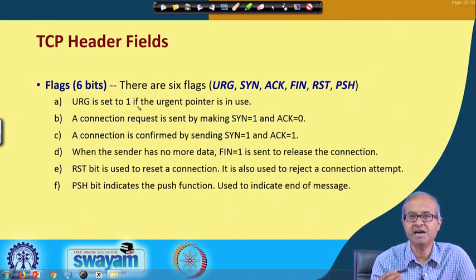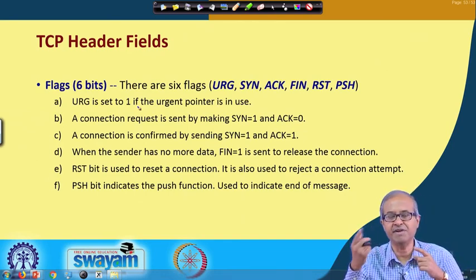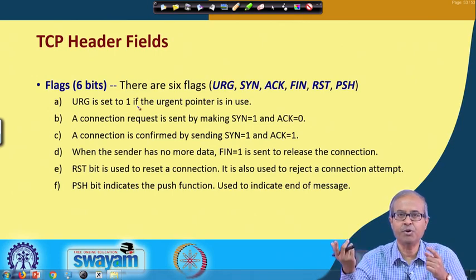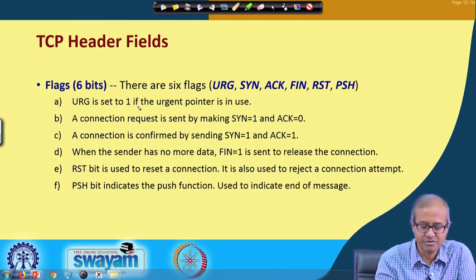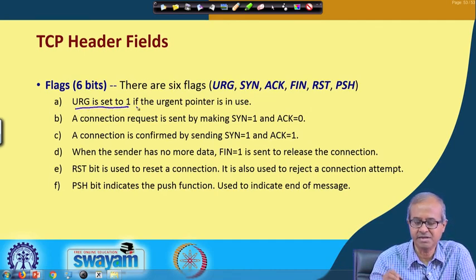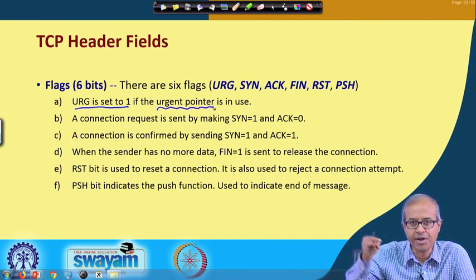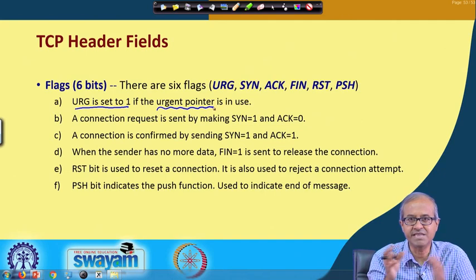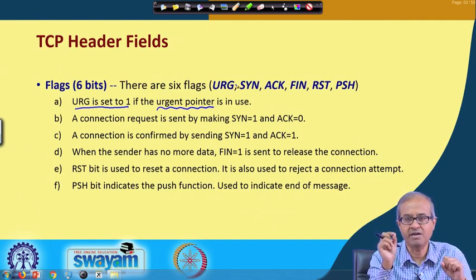Well, if there is any urgent data that is carried by the TCP packet, urgent data may be some kind of interrupt processing, some important thing that needs to be handled. Then the urgent flag will be set to 1, and I mentioned the urgent pointer field, it will be pointing to some place in the data part where that urgent data will be stored. So, if the URG flag is set to 1, it means that the urgent pointer is now active.